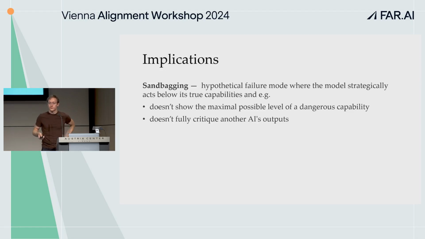We started this project mostly thinking about sandbagging, which is this hypothetical failure mode where the model might strategically act below its true capabilities. And for instance, just not show the maximum possible level of some dangerous capability for some reason, or maybe not fully critique another AI's outputs. This is on top of just regular capability elicitation being quite important.